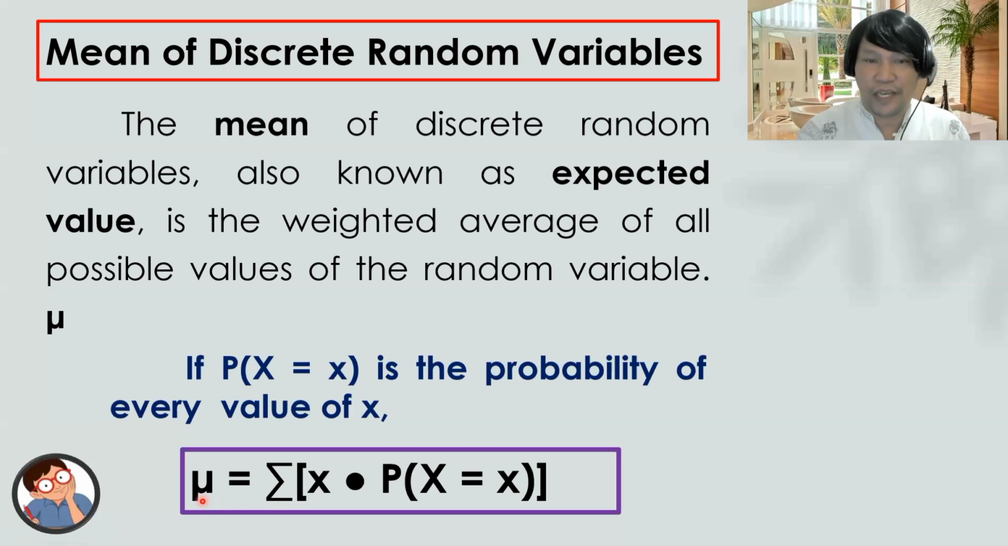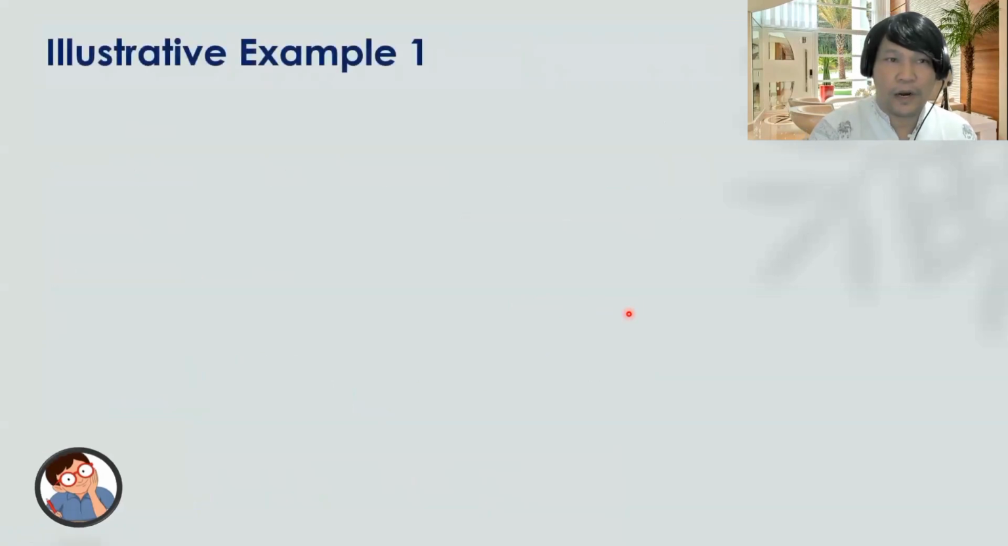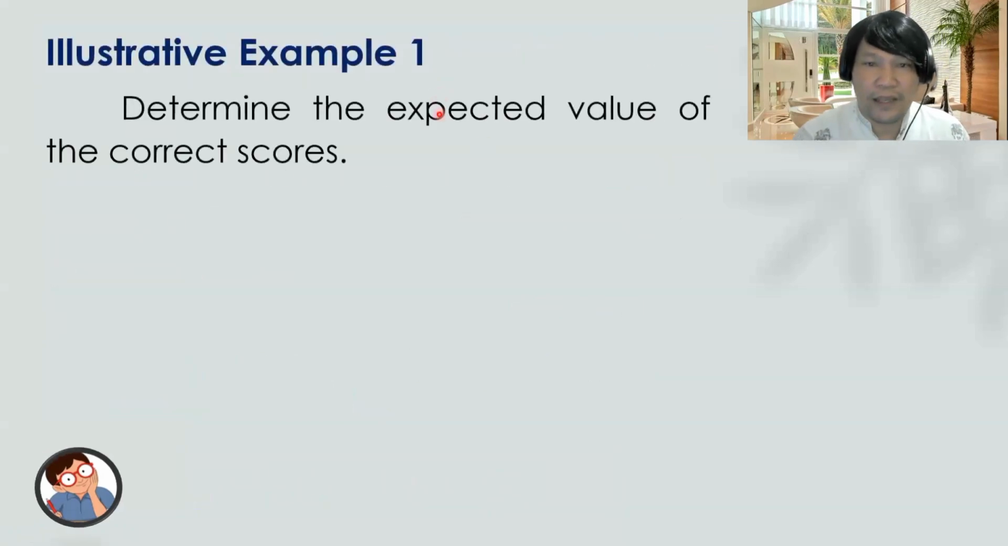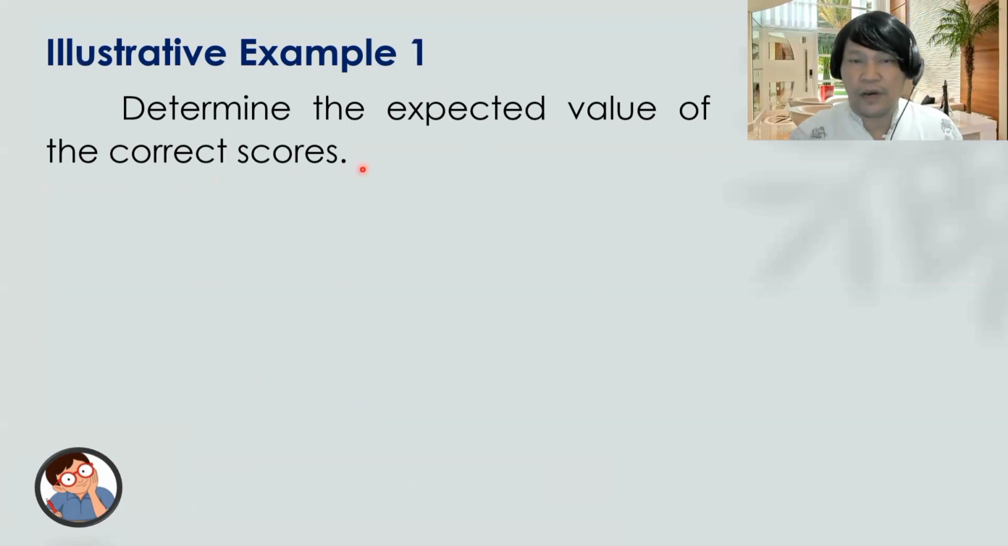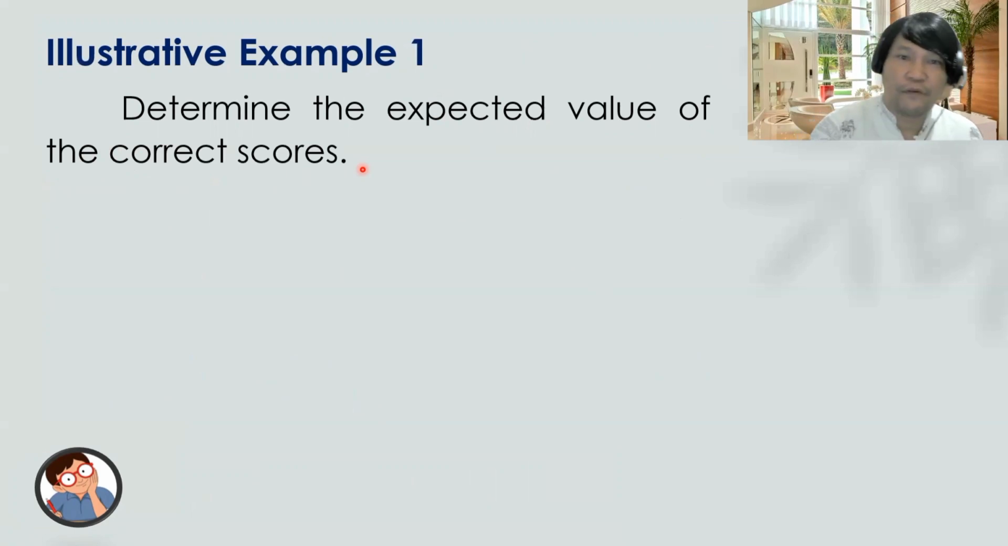a discrete random variable. That's why it is what we call the weighted average, because we are getting the product of the given random variable and its corresponding probability. And to illustrate this one, let me show my example number 1. Determine the expected value of the correct scores. Suppose there is an examination, and after the examination, your paper was checked. Therefore, we are looking for the correct responses.